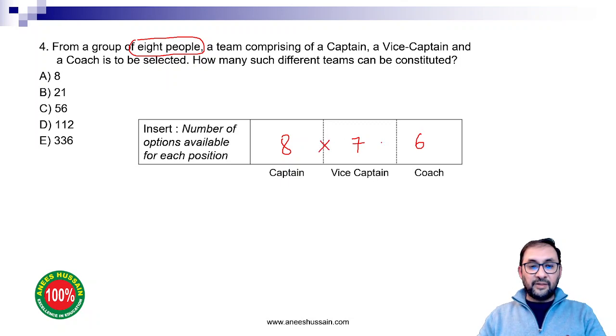So 8 times 7 times 6. Multiply them. 8 times 7 is 56. 56 into 6 is going to give you 336. So the answer must be option E.